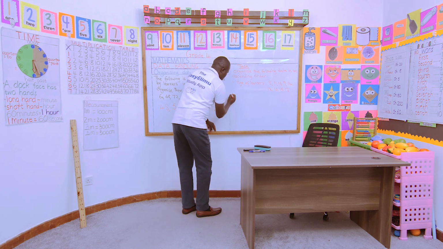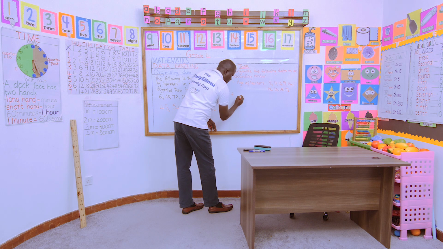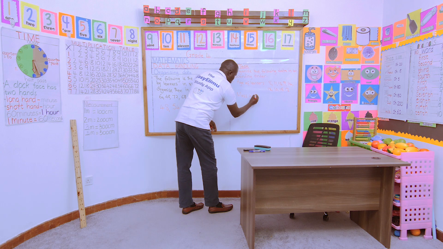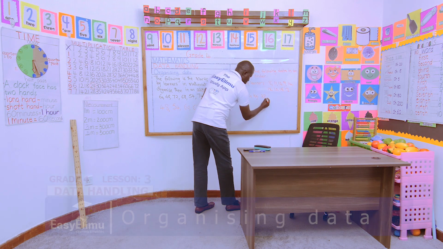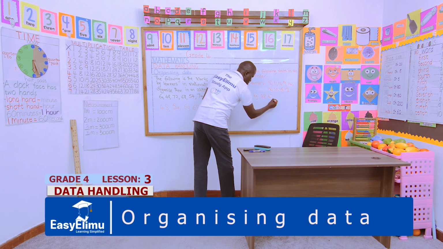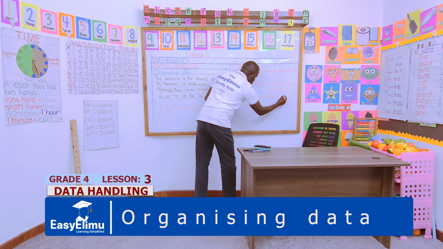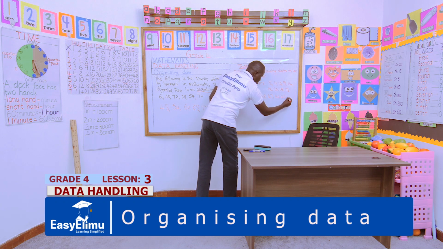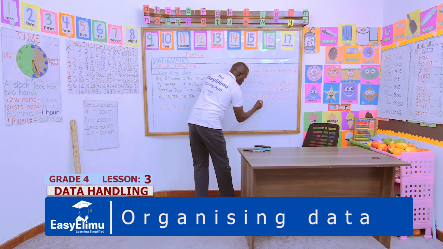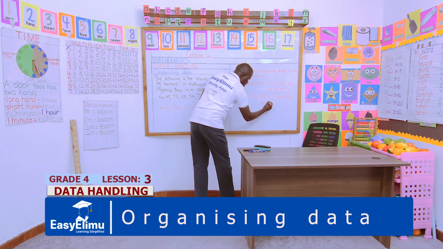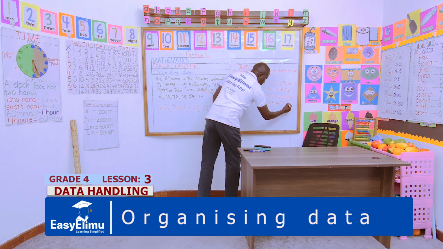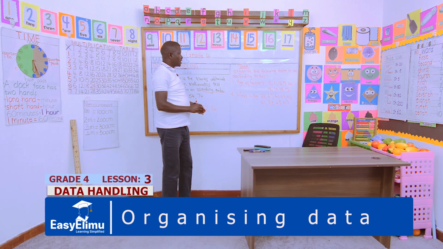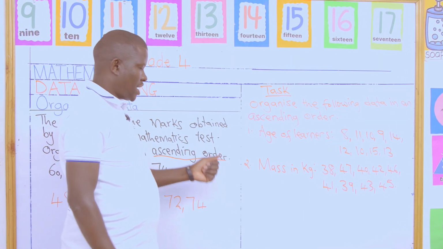And the second task, we are organizing the mass in kg of learners. The mass we are arranging is 38 kilograms. We have 47 kilograms, 40, 42. We also have 46. We have 41. We have 39, 43, and 45. Learners, organize this data in an ascending order.